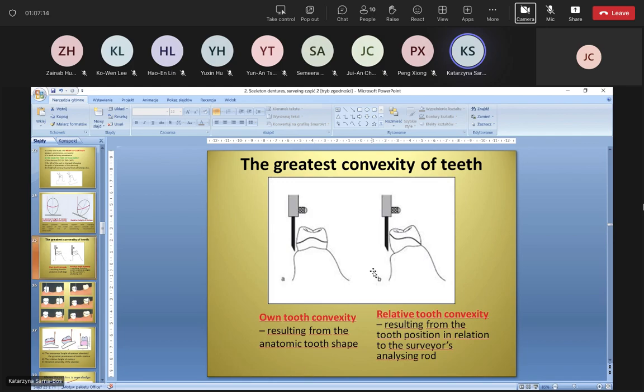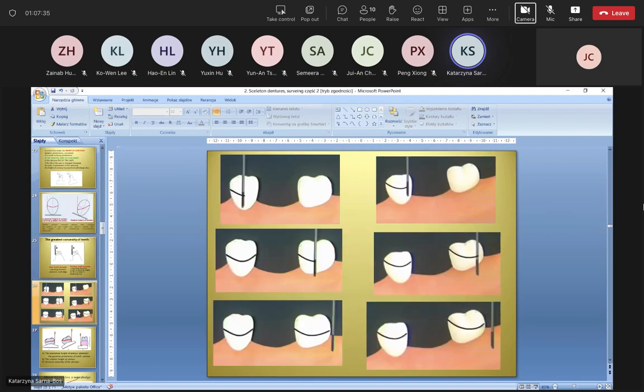So the greatest convexity of the teeth, this is the own tooth convexity resulting from the anatomic tooth shape, and relative tooth convexity resulting from the tooth position in relation to the surveyor's analyzing rod. Again, you can see it here. This is the anatomical height of contour, and when we change the model a little bit, the height of contour is also changing, and then we call it the relative height of contour.